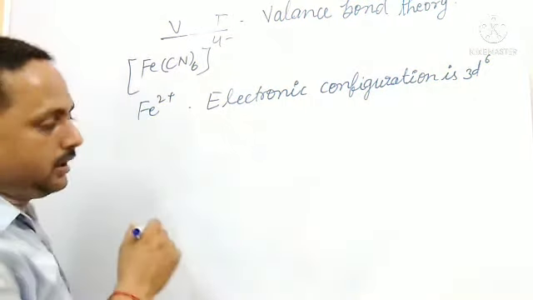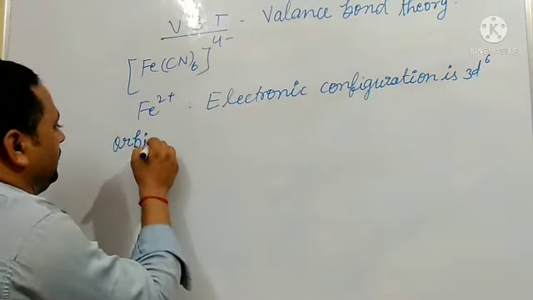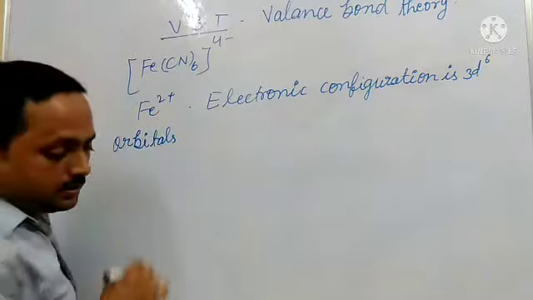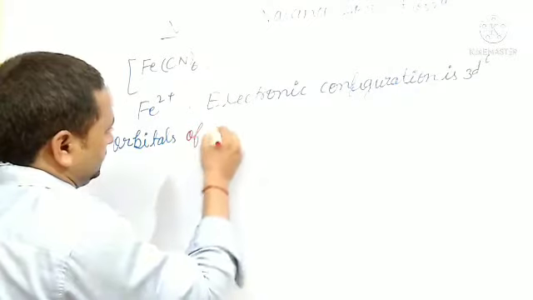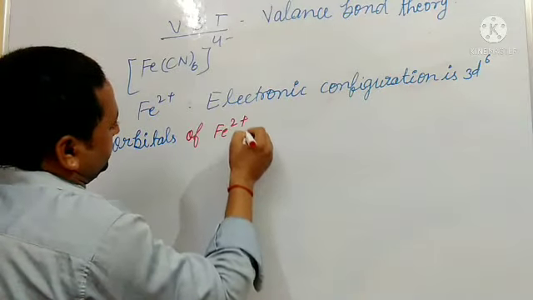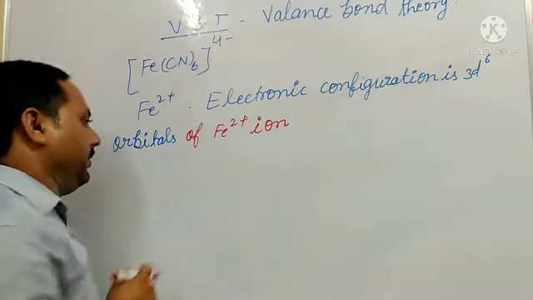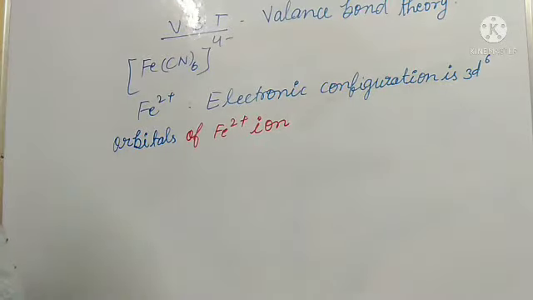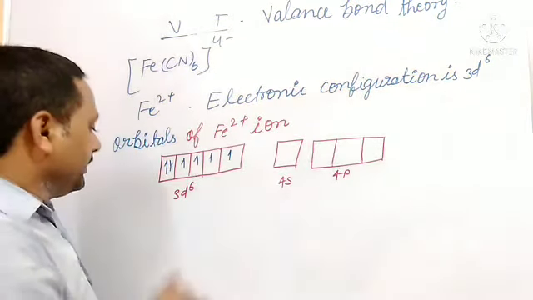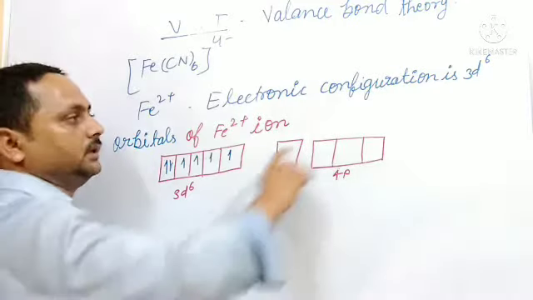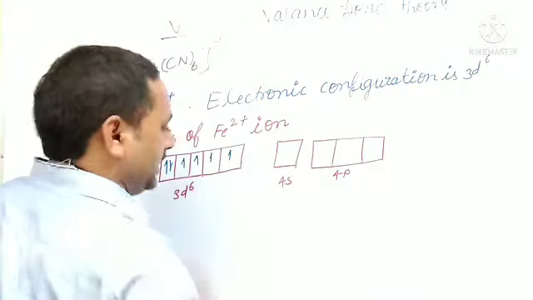After that we will write the orbital electronic configuration of Fe +2 ions. So what will be the orbitals of Fe +2 ions? Here there are 6 electrons, that is 3d6, and 4s and 4p don't have electrons.